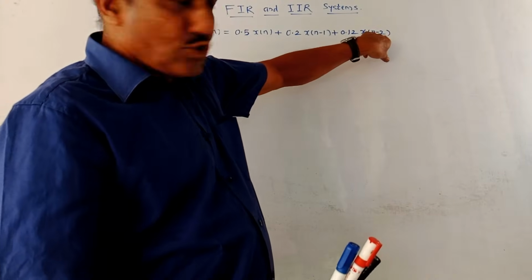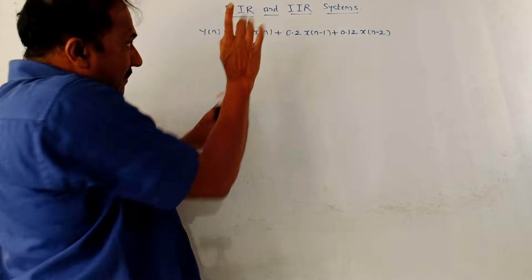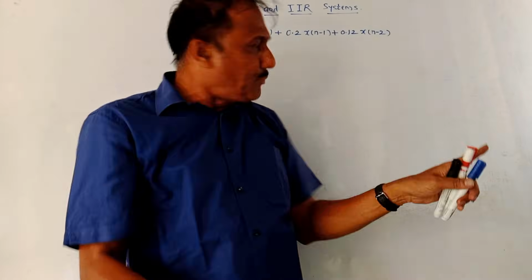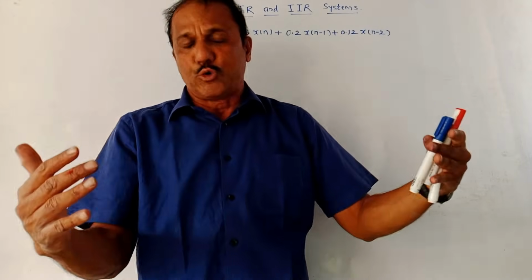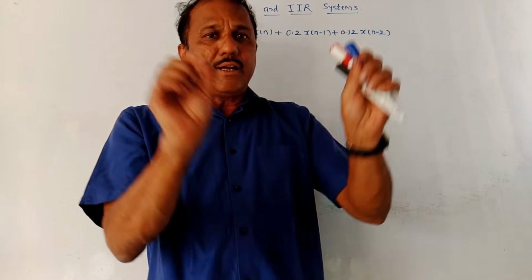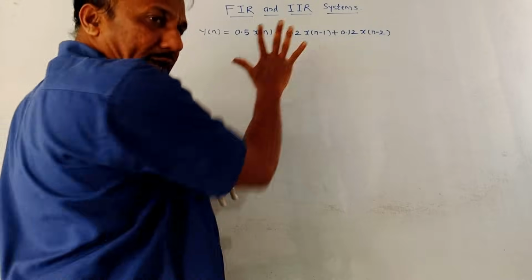Similarly, 0.12 x of n minus 2. x of n minus 2 is again past input. Now observe these equations. x of n represents present input. x of n minus 1, x of n minus 2 denote past inputs. There are no terms related to past outputs. So this is the equation for an FIR system.